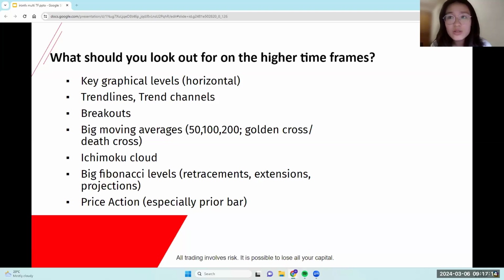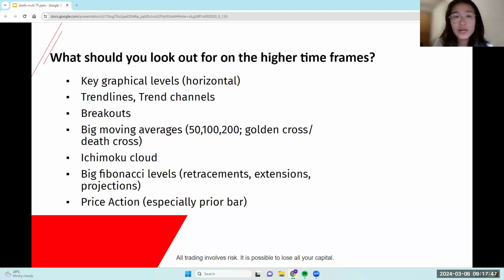Thirdly would be breakouts. So breakouts of these trend lines or trend channels or any of the support and resistance levels. Big moving averages, 50, 100, 200, golden cross or death cross. Ichimoku cloud also helps you to identify changes in trend or continuations in trend as well. And big Fibonacci levels that we mentioned earlier, such as your retracements, your extensions, projections, so on and so forth.